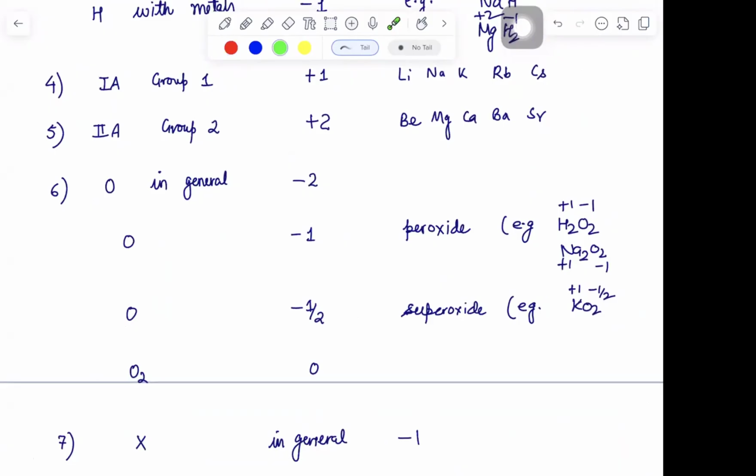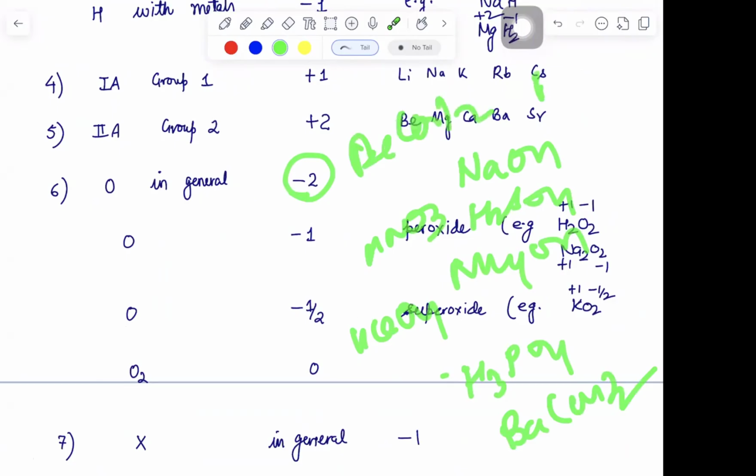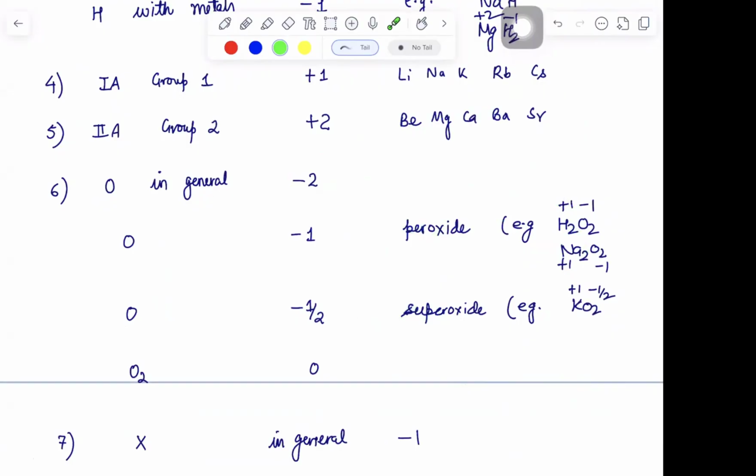Oxygen in general is -2. So let's say you come across NaOH -2, H2SO4 -2, ammonium hydroxide, HNO3 -2, HClO4 -2, H3PO4 -2, barium hydroxide -2, beryllium hydroxide -2, magnesium hydroxide -2. O is -2 in general. But when it is peroxide or superoxide, you have to be careful and cautious.